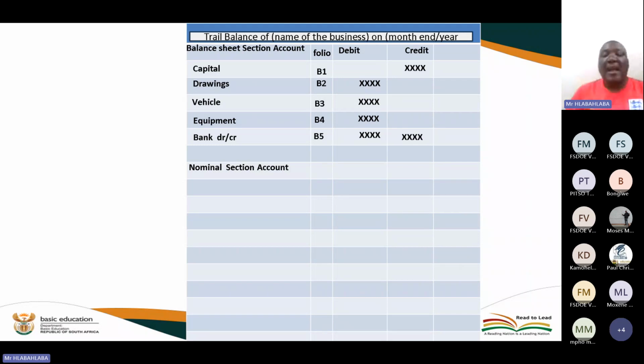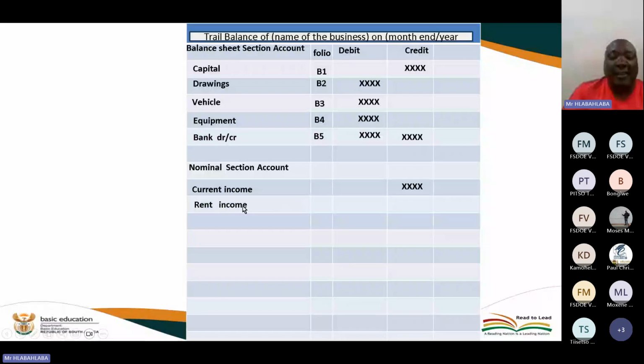And then the nominal account section. In the nominal account section, we have current income, incomes and expenses. The income and the expenses will go to the debit side. Remember here, what should I have written? Here I should write N1, but I will show it later. You will see as we go on.